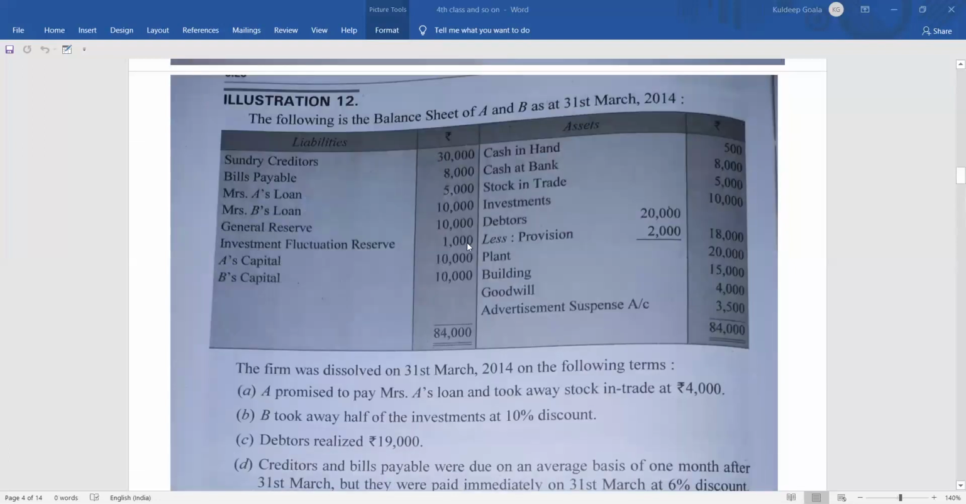On the liability side it is over. On the asset side, remember that the investment fluctuation fund will be transferred to the realization account in case of dissolution. So don't touch that. In case of dissolution, it has to be transferred to realization, not to capital.